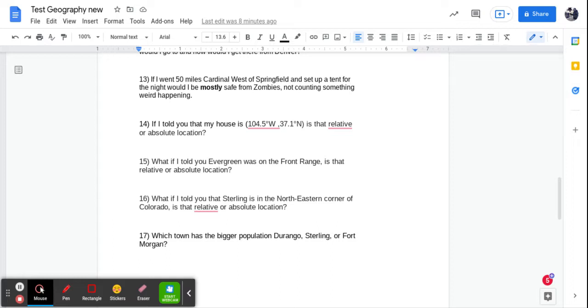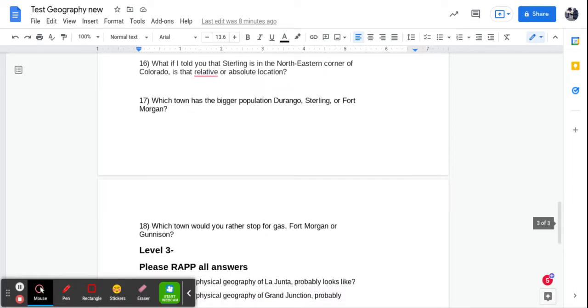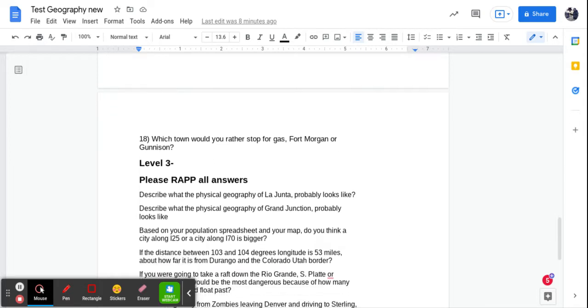Okay, then next section. Number 17. Which town has the bigger population? Durango, Sterling, or Fort Morgan? Which one has the biggest population? Durango, Sterling, or Fort Morgan?